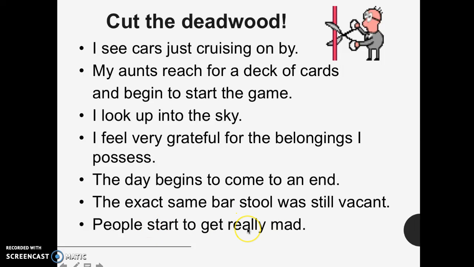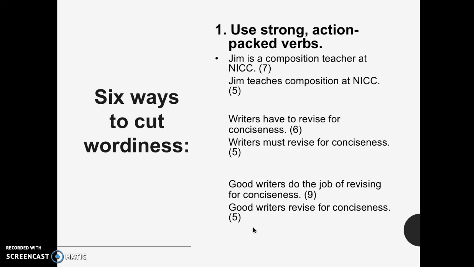And then again, here we have really, which they'll call a qualifier, but is there a difference, I guess, between really mad and mad? Probably, but maybe we just need to use a different word for mad to get that point across. All right, so there are 6 ways to cut wordiness.